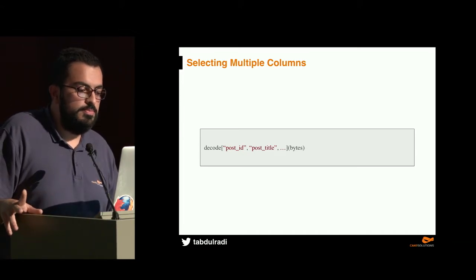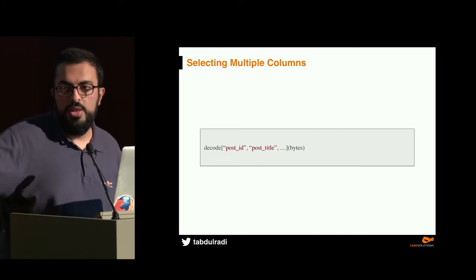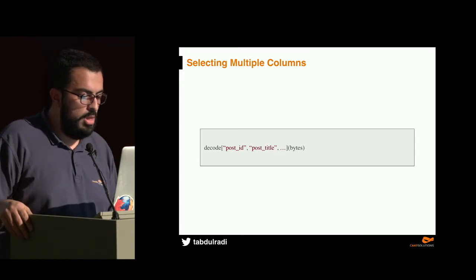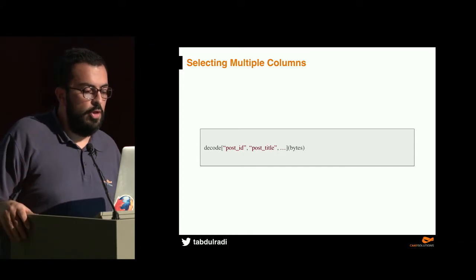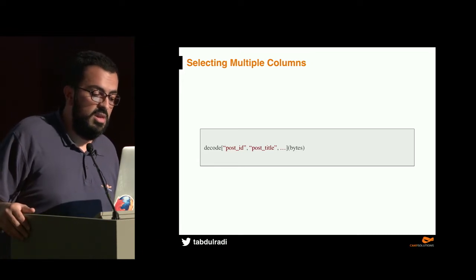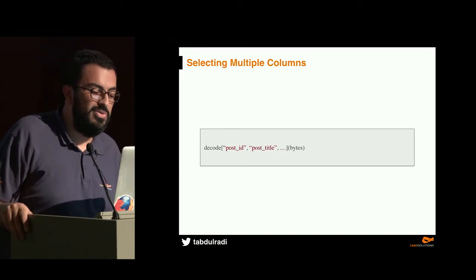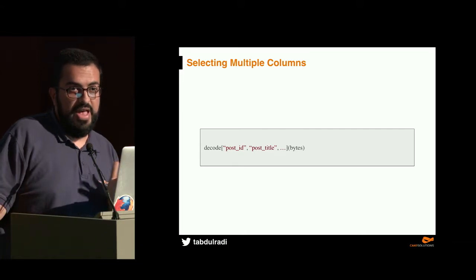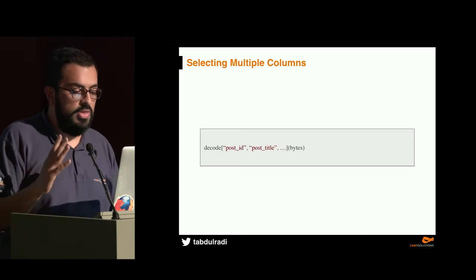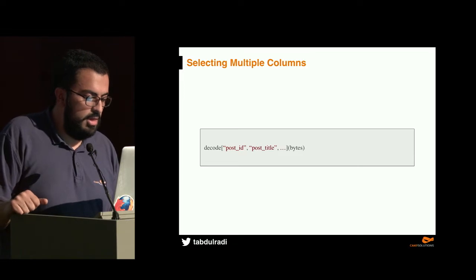Selecting multiple columns. You probably don't want to select just one thing. You probably have a row with multiple columns and you want to decode them all together. So we want the user or the developer to write any arbitrary number of column names. Unfortunately, you can't do this with three dots or any arbitrary number of type parameters. You could do it with values, like three dots in Java or asterisk in Scala, but you can't do this with type parameters. Luckily, we have something else for that.